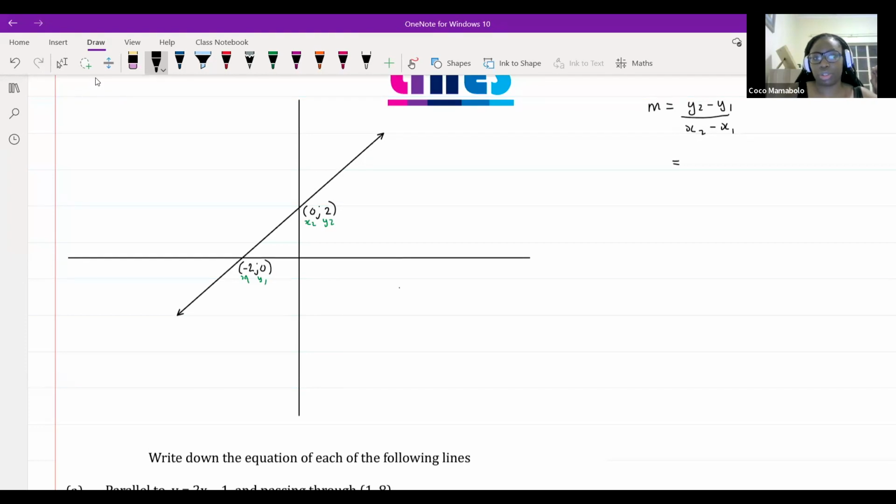We're going to get 2 minus 0 over 0 minus -2. If we put that together, we should get 2 over 2, which is equal to 1. All right, so my gradient over here is 1. My gradient is equal to 1.